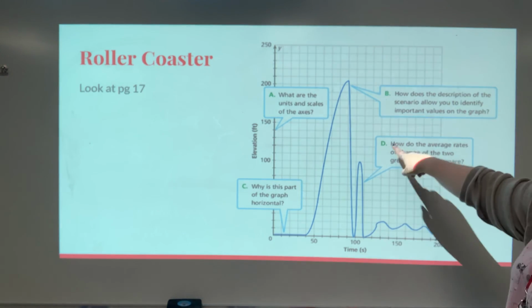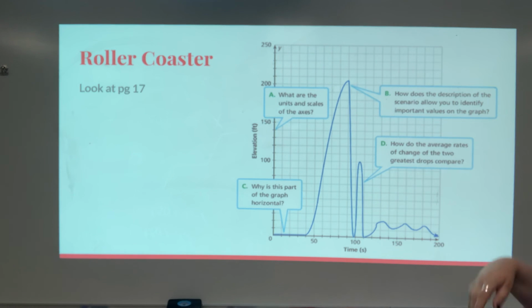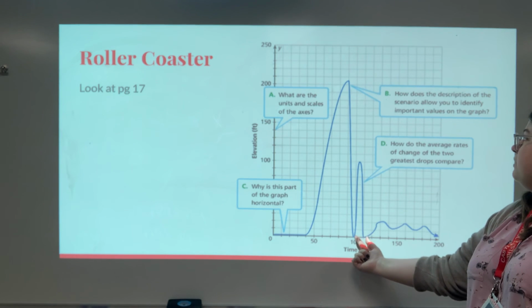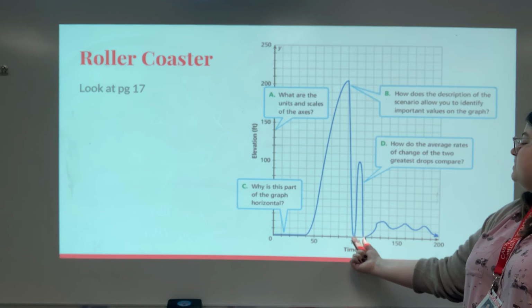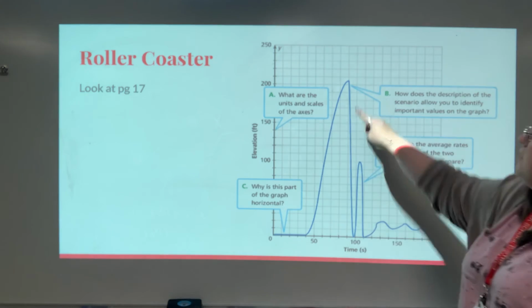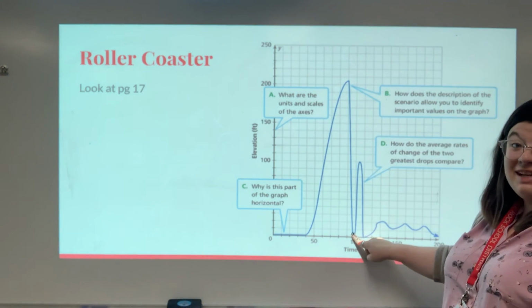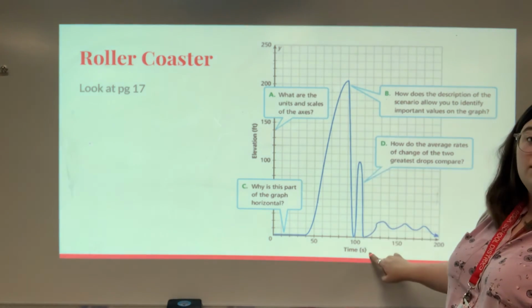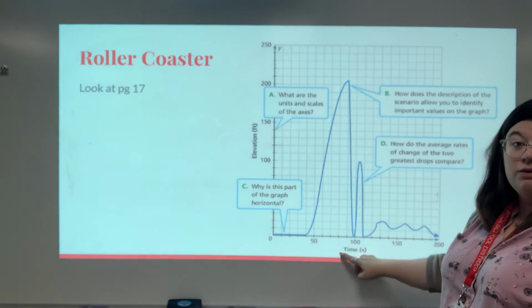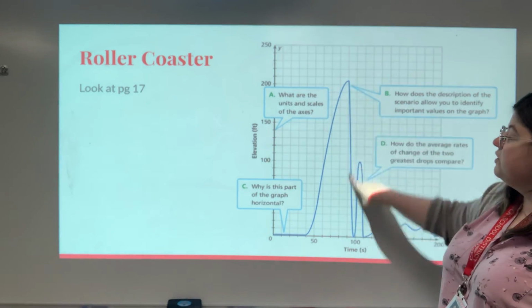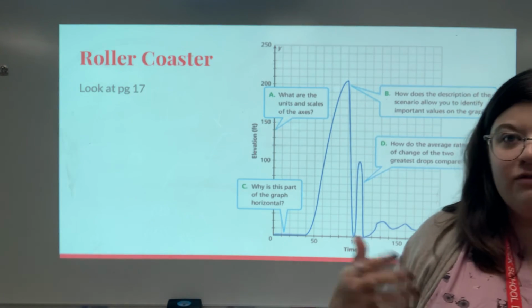Okay. Last question here, how do the average rates of change of the two greatest drops compare? So again, I've got a drop right here and a drop right here. It looks like they probably take about the same time to drop here. But just looking at this, going from here to here, is that going to be steeper and have a higher average rate of change than going from here to here? Obviously, this is a bigger drop. And this is a bigger drop than this one. So this first one is going to have a higher average rate of change.